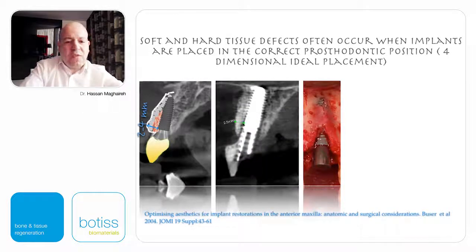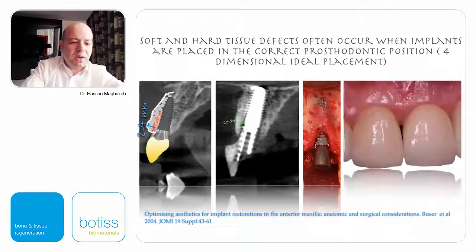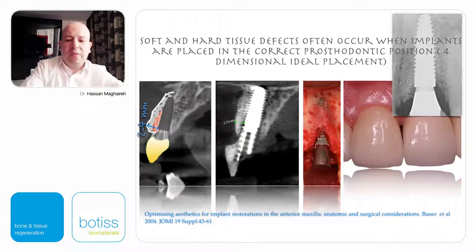And here we go. This is another case where I decided to do a cone beam CT scan at the temporary stage, 6 months after implant placement. I've got my 2.5 millimeter. I know I'm going to get good results. And here we go. This is the final case.